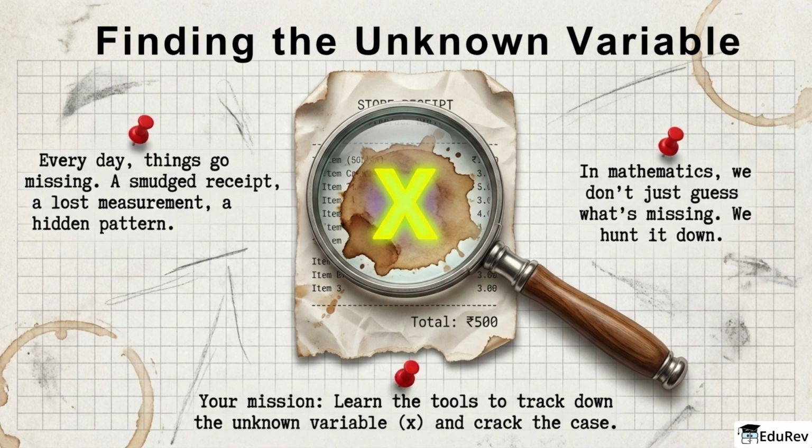Let's begin this chapter with a very simple idea. Sometimes, something is missing. In real life, it could be a lost object, a hidden number, or a missing clue. In mathematics, that missing thing is often called a variable. And here we use x, n, y, or any English alphabet to represent it. Our job is not to guess. Our job is to find it using the right steps.